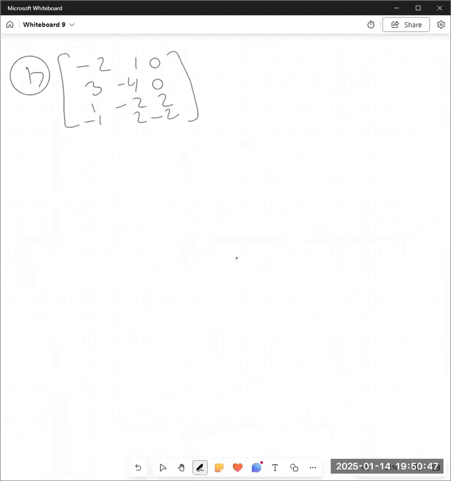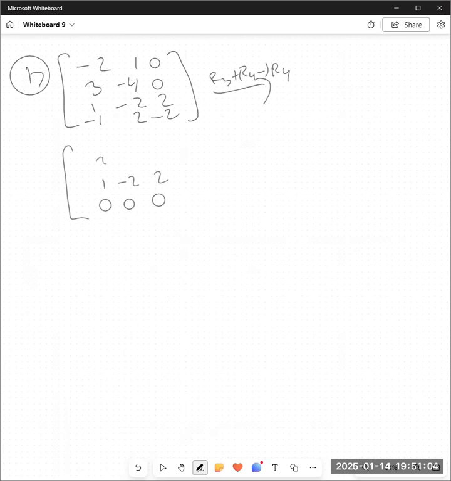And it asks me to do the same thing here. Start off with -2, 1, 0, 3, -4, 0, 1, -2, 2, -1, 2, -2. The first thing that I notice is that these rows are opposites. So I'm going to get a row of zeros by adding row 3 to row 4 to produce a new row 4. That's going to give me 0, 0, 0 on row 4, 1, -2, 2, 3, -4, 0, -2, 1, 0.